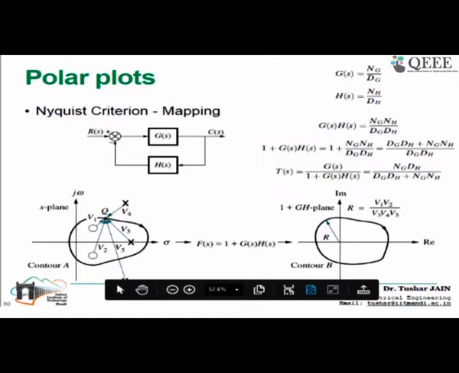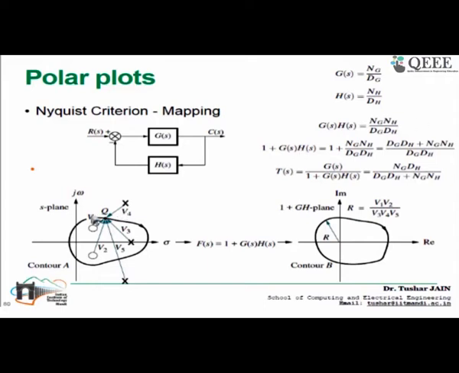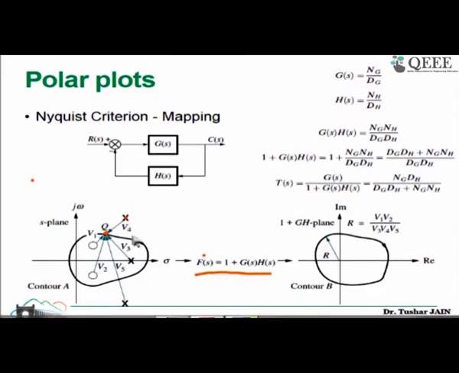Let's say these are the locations of my poles and zeros in the S plane. Two zeros are located here, and three poles are located here. I choose this contour A, and I choose this f(s) as 1 plus G into H. Then if I take a point on this contour, I compute the magnitude from all the poles and from all the zeros. The ratio, the magnitude from the zeros v1 v2 divided by the multiplication of the magnitudes from the poles, gives me the phasor length, and the angle contributed gives me the phase angle. So finally this gives me this angle.